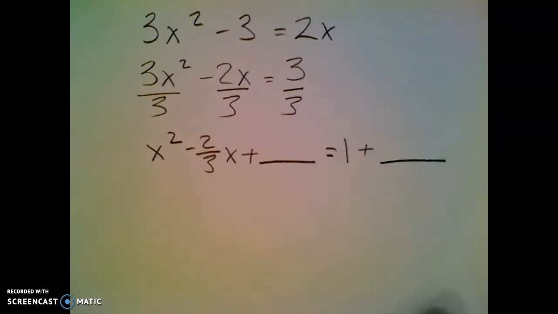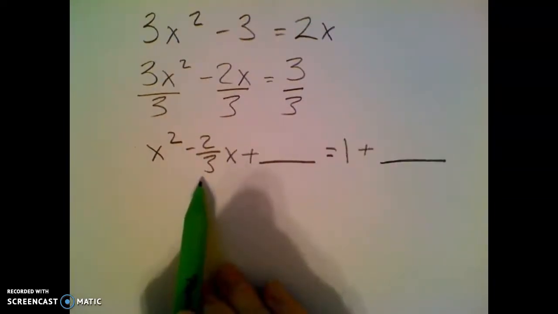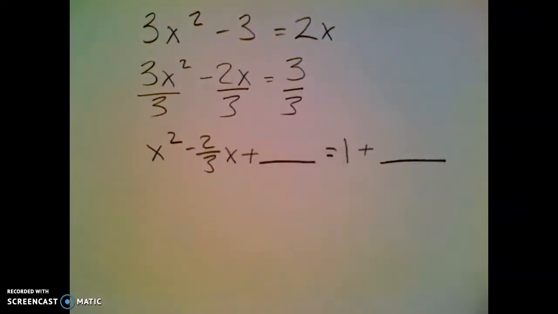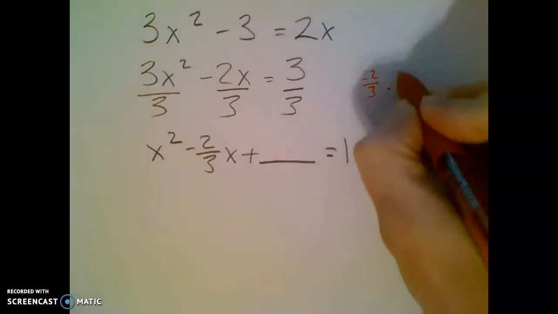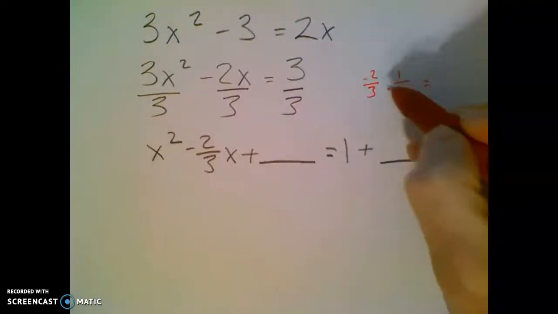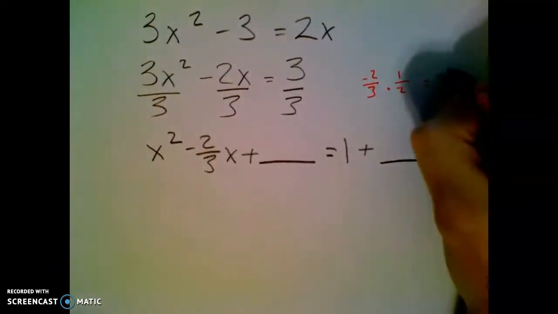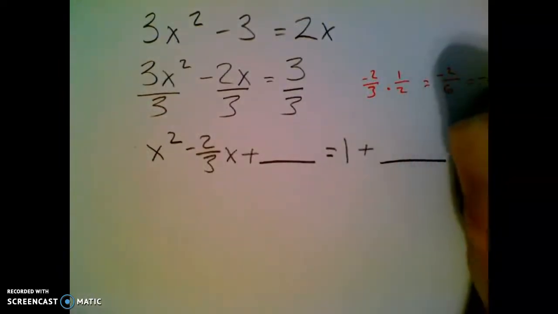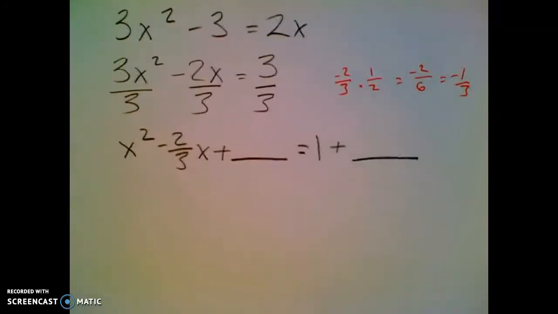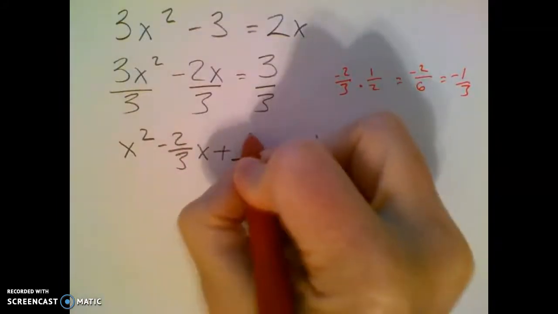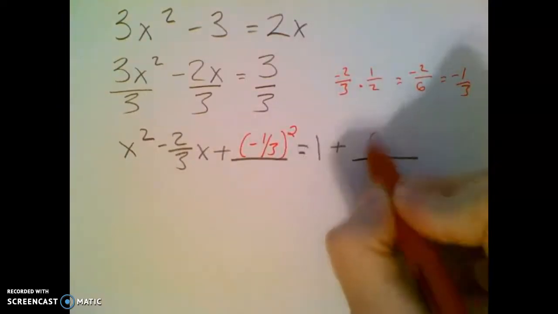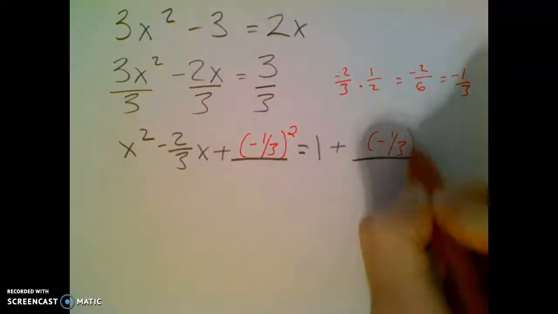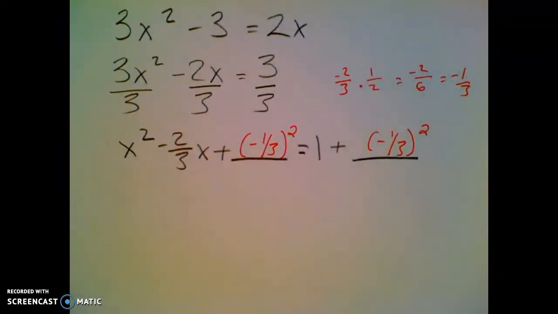All right, going ahead and cutting negative 2/3 in half. People have trouble with this, but you can just take negative 2/3 and multiply by 1/2. You can either cancel out the 2's or just get a negative 2 over 6, which is a negative 1/3 there. So I'm going to add negative 1/3 squared to both sides.